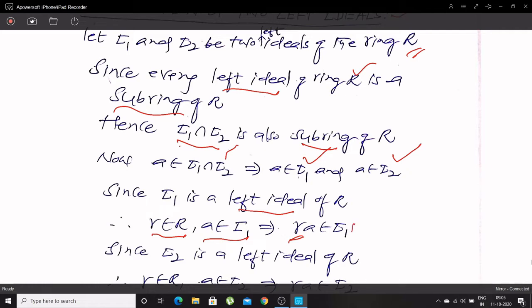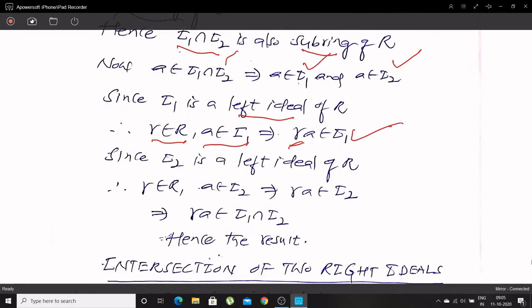ra belongs to I1. Since I2 is a left ideal, I will make use of the definition of left ideal. r belongs to R, a belongs to I2, definitely their product ra belongs to I2. ra belongs to I1 and ra belongs to I2. That shows that ra belongs to I1 intersection I2. What it shows is, if I1 and I2 are left ideals, definitely their intersection is also a left ideal.